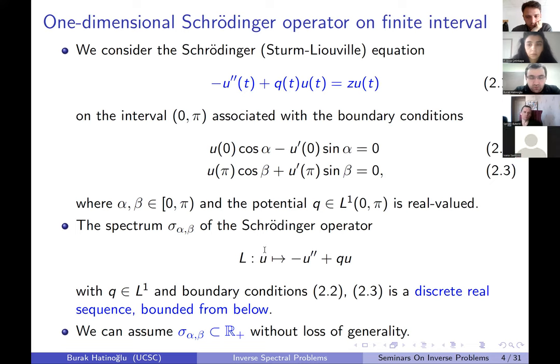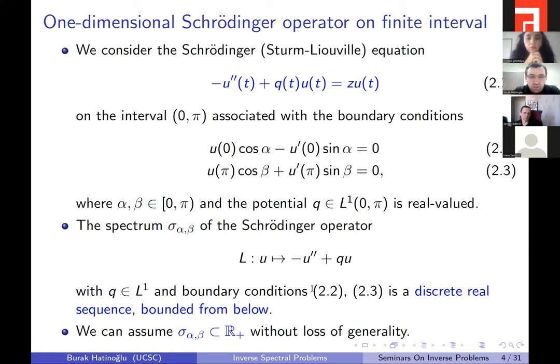One of the well-known results is that in this setting, with the given boundary conditions, the spectrum of the Schrödinger operator is discrete and a real sequence, which is bounded from below and diverging to infinity. That means in this setting the spectrum is always just pure points, so we just talk about eigenvalues. Additionally, one can assume without loss of generality that this spectrum lies on the positive real axis because it is bounded below, and if you add a constant to the potential, you just shift your spectrum to the right by the same constant.